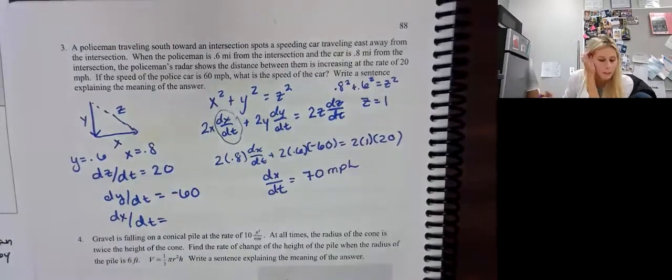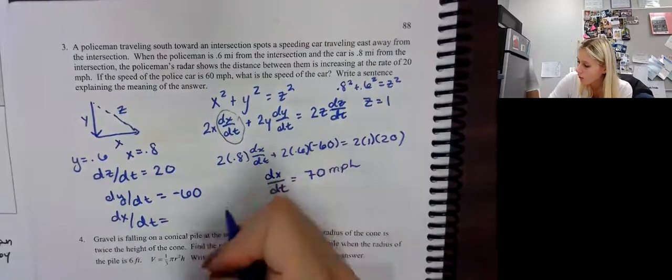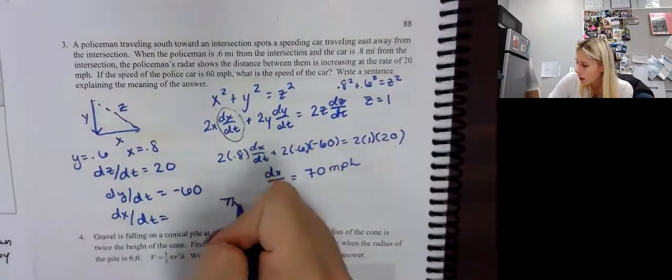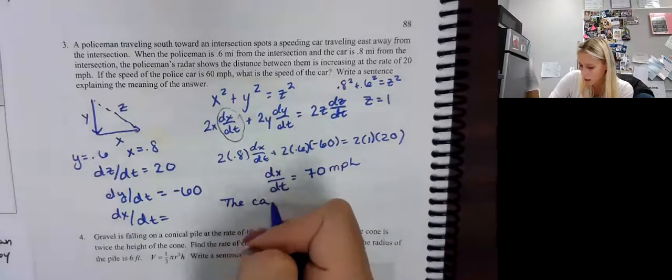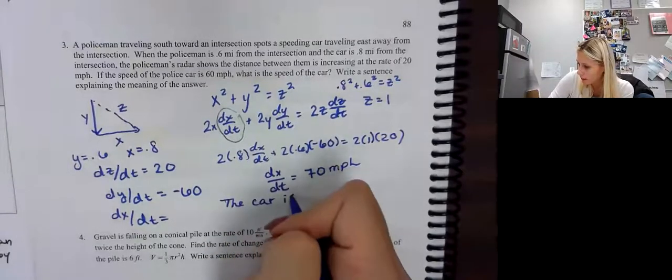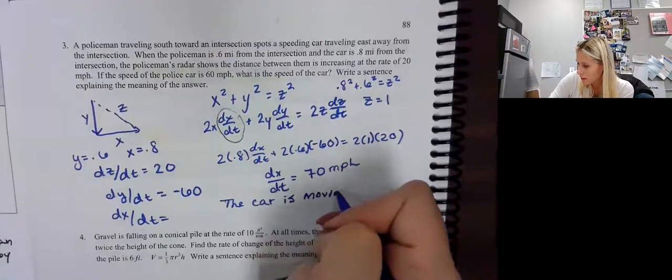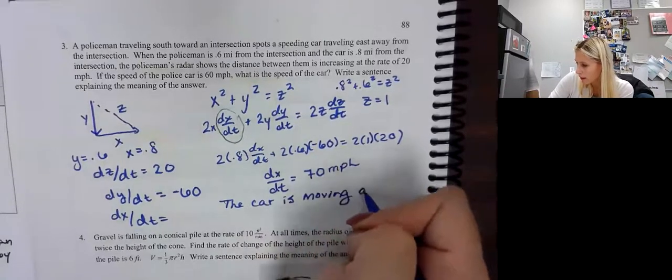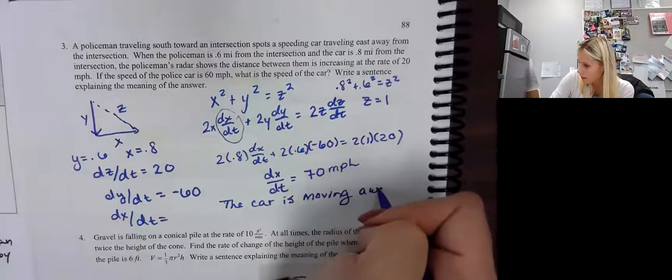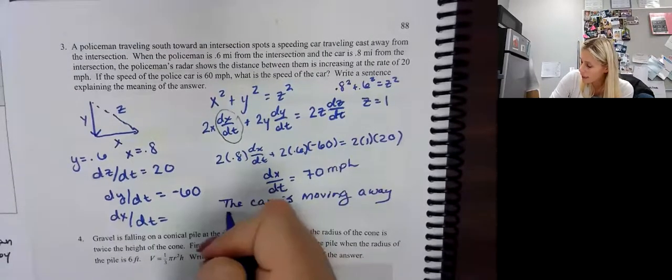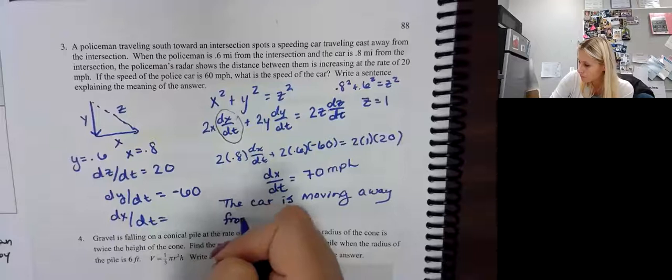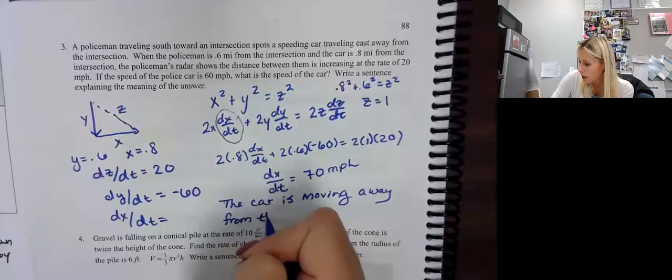Hopefully I give myself enough room. So we're talking about the car, right? The speeding car is moving away from the intersection, because that's what we're talking about.